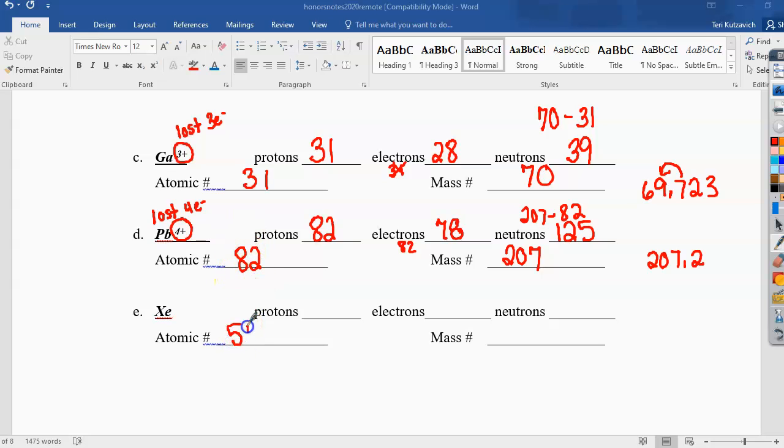And xenon's atomic number is 54. So it's 54 protons, which would be 54 electrons. To get the mass, it's 131.29, which the mass number comes out to be 131. So 131 minus 54, and it comes out to 77 neutrons.